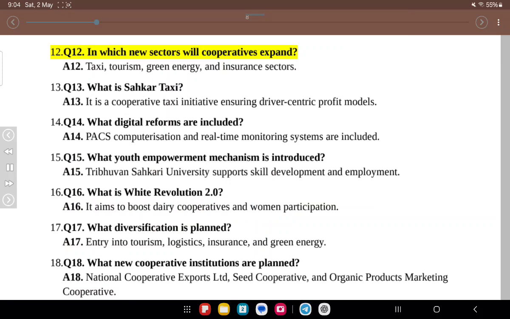12. Q12. In which new sectors will cooperatives expand? A12. Taxi, tourism, green energy, and insurance sectors. 13. Q13. What is Sahkar Taxi? A13. It is a cooperative taxi initiative ensuring driver-centric profit models. 14. Q14. What digital reforms are included? A14. PACS computerization and real-time monitoring systems are included. 15. Q15. What youth empowerment mechanism is introduced? A15. Tribhuvan Sahkari University supports skill development and employment.